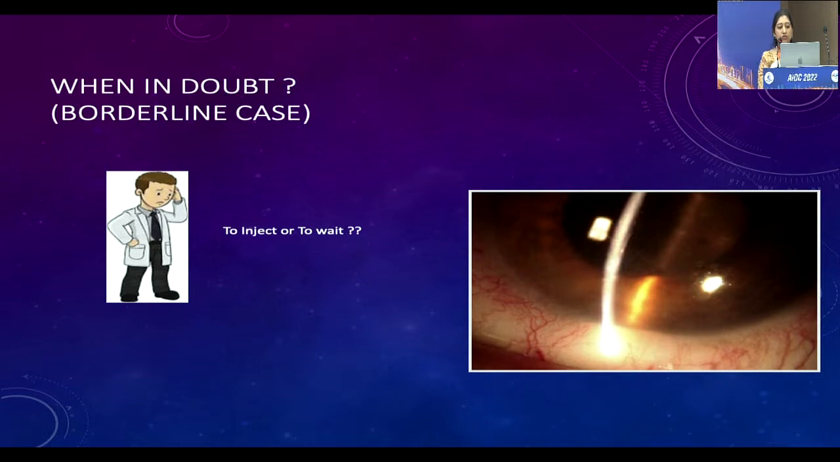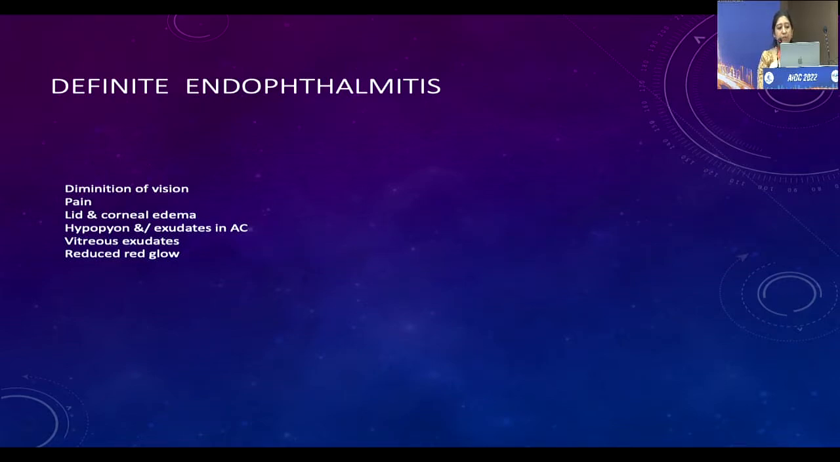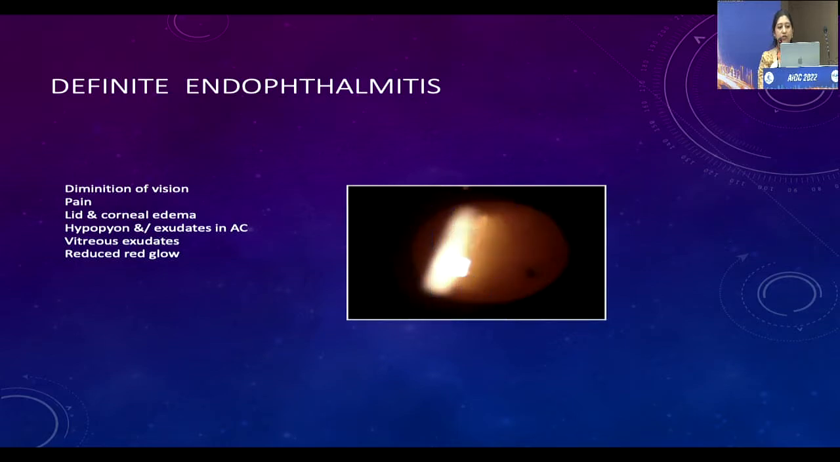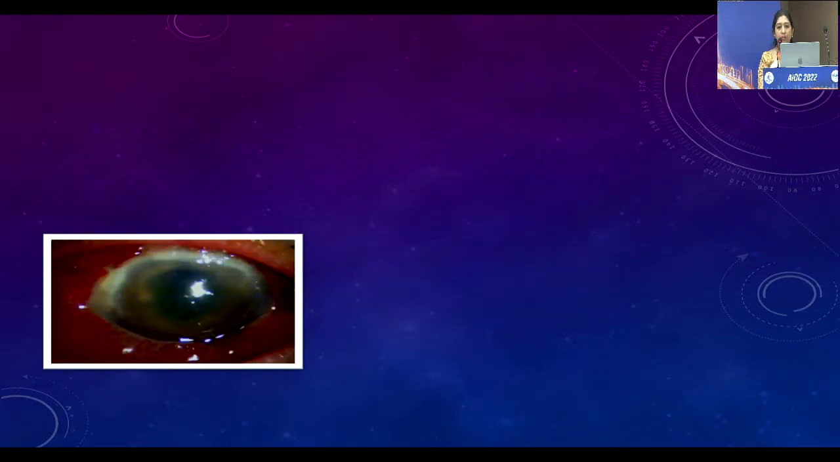close monitoring is very important, and now the question comes whether to inject or to wait. It is always better to inject earlier than to wait. So when patients come with pain, lid edema, presence of hypopyon and vitreous exudation, then you know that it is endophthalmitis. In such patients, always look at the wound margins.